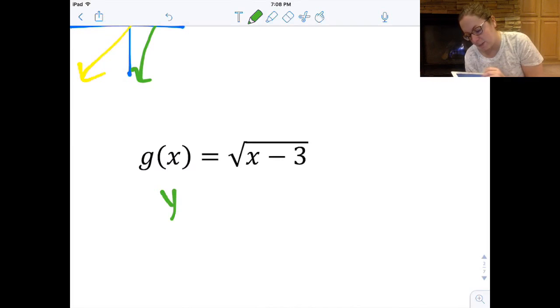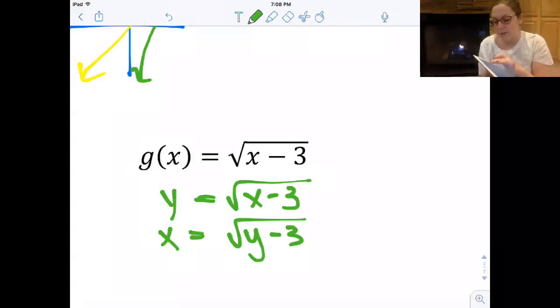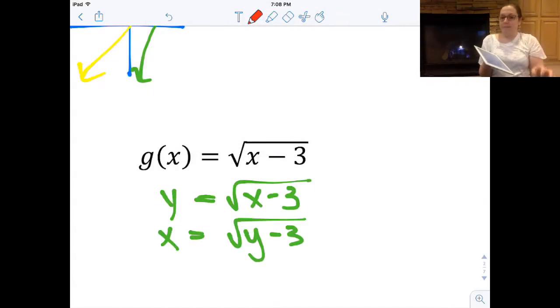And now my goal is to get y alone. So again, the algebra 2 is done. Now it's all algebra 1. So I see that the outermost part there is a radical. I'm going to undo that by squaring because it's a square root. So square to undo that.